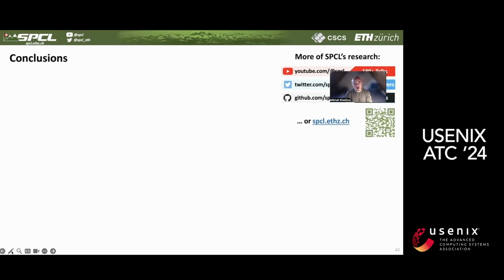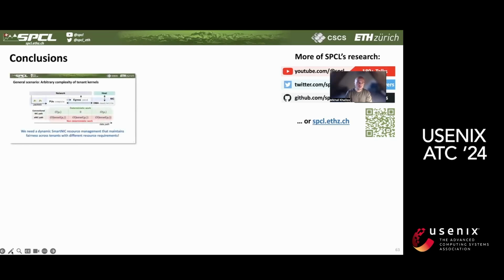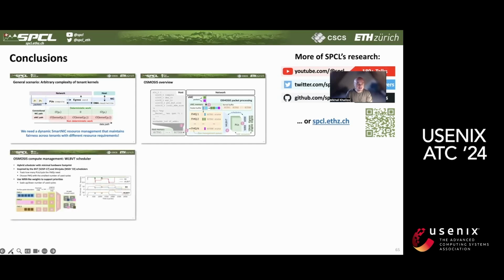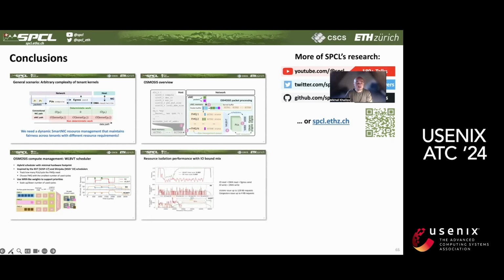In the conclusion of my talk, I would like to highlight key takeaways of OSMOSIS. We identified that supporting multi-tenancy in 400 gigabits per second on-path SmartNICs will require hardware resource management. To address this, we introduced OSMOSIS, a hardware resource operating system that enforces fairness of resource sharing between SmartNIC tenants. We discussed key components behind the OSMOSIS management, such as compute and I/O schedulers, and we demonstrated that they can achieve fair SmartNIC resource sharing with a minimal hardware footprint.